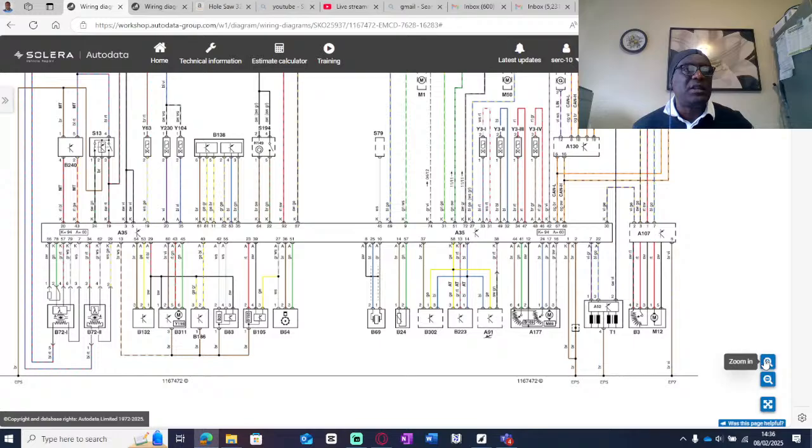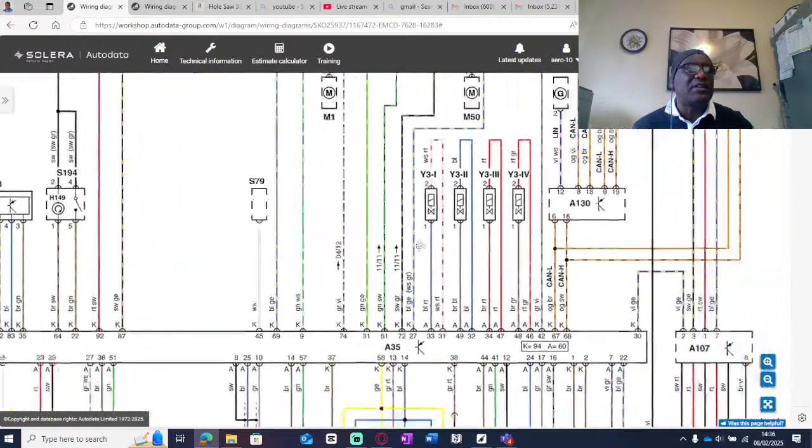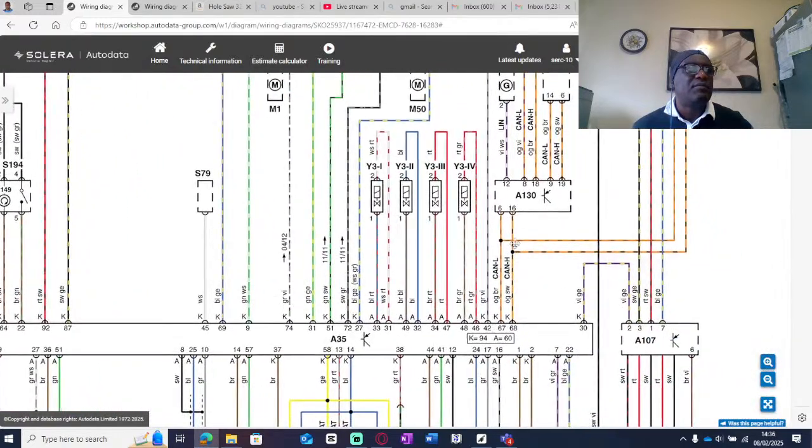Another interesting part that I want you to have a look at is these wires here: orange and brown, orange and black. These wires here are your high-speed CAN. There is your CAN high and your CAN low. You can see 67, 68 in the engine ECU, and then we come to a diagnostic port here, pin 6 and pin 16.